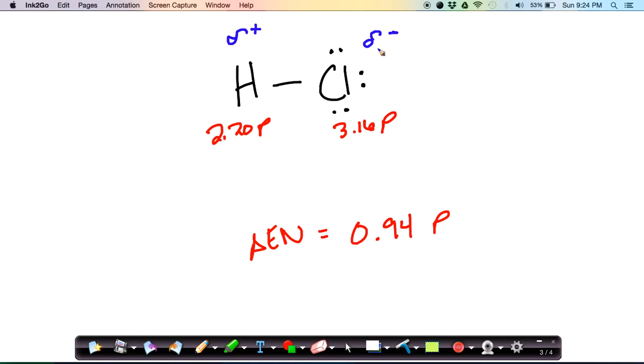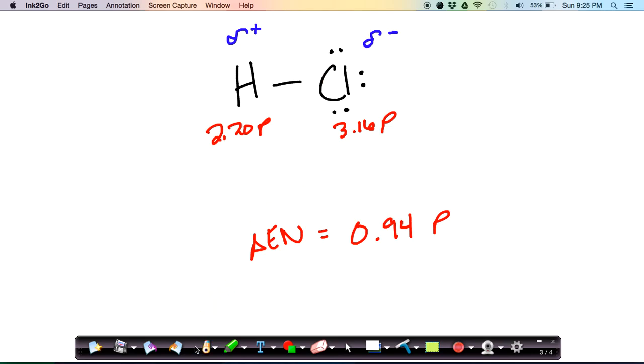So we use these lowercase Greek letter deltas and then the sign of the charge to indicate where the electrons are more concentrated. So we're going to have a higher concentration in terms of the shared electrons of negative charge over here on the chlorine, giving it a partially negative charge, and then a lower concentration of electrons near the hydrogen, which gives that end of the molecule a partially positive charge. So we can indicate the polarity of this bond with these lowercase Greek letter deltas.